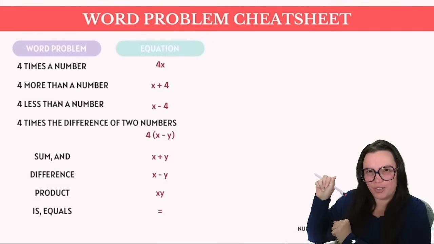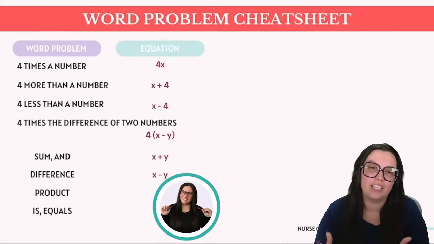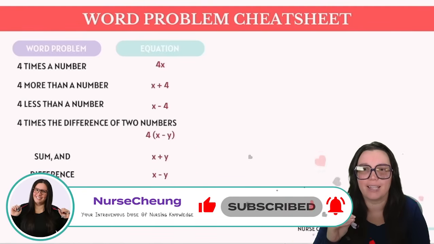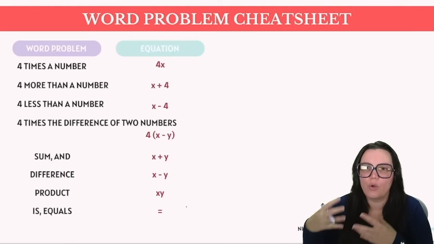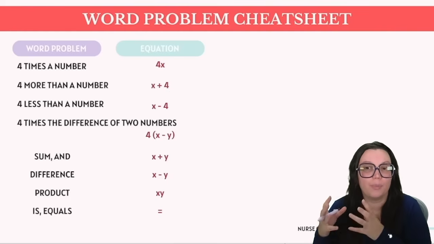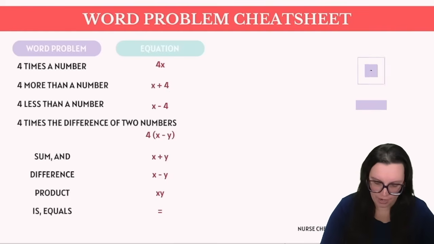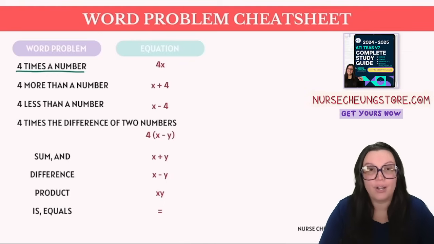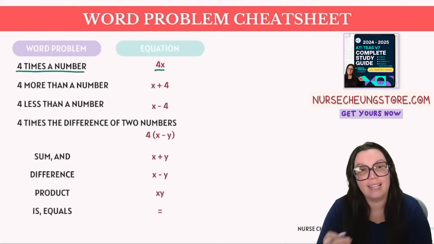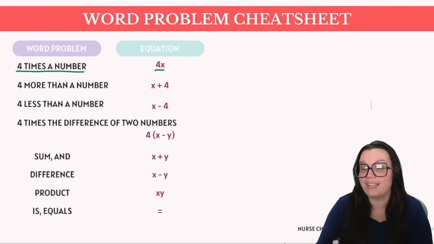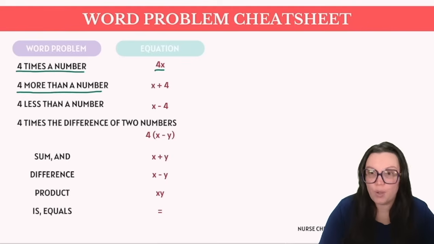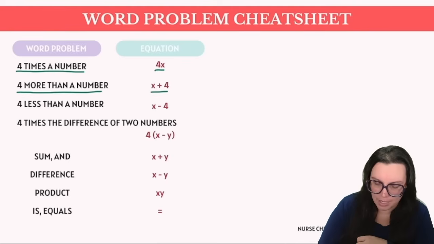So as you can see on your screen over here, this is a little cheat sheet of everything that you're going to need to know in regards to how to translate words into algebraic expressions. So let's go over those crucial expressions that are going to be pivotal in solving algebraic word problems. When you come across the phrase 4 times a number, you're going to automatically translate this into 4 times x, where x is going to represent that unknown quantity that we have to figure out. For expressions like 4 more than a number, that is translated into x plus 4.